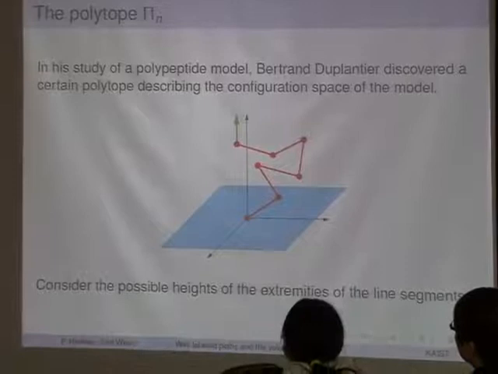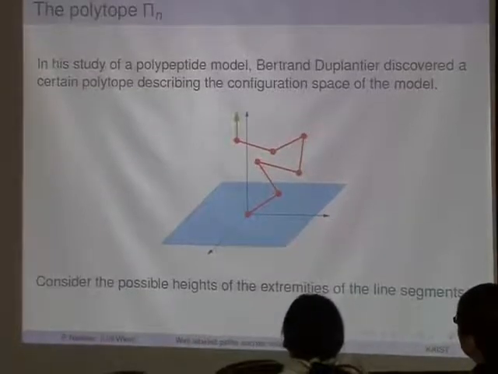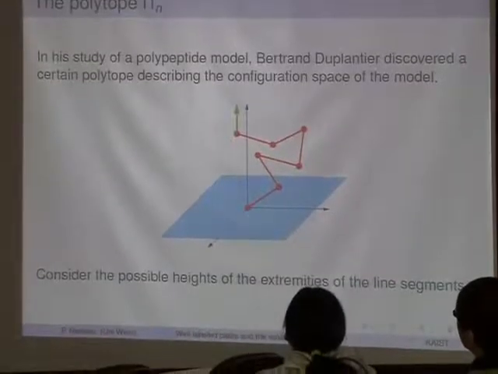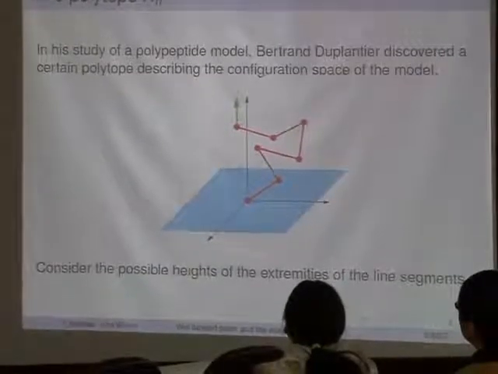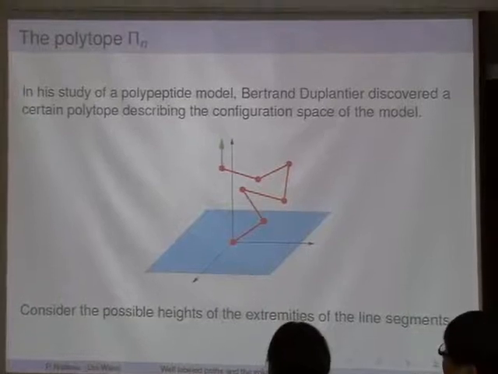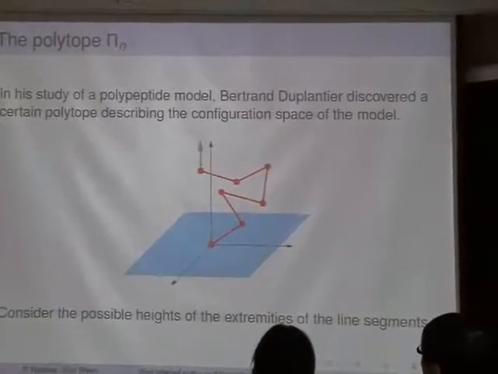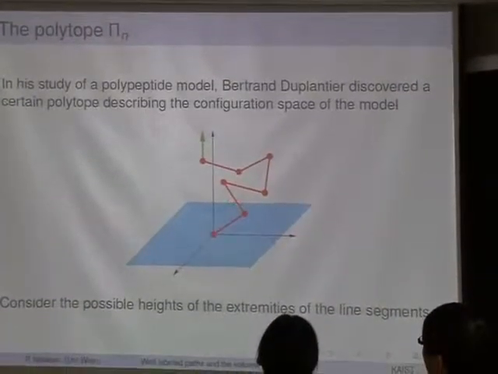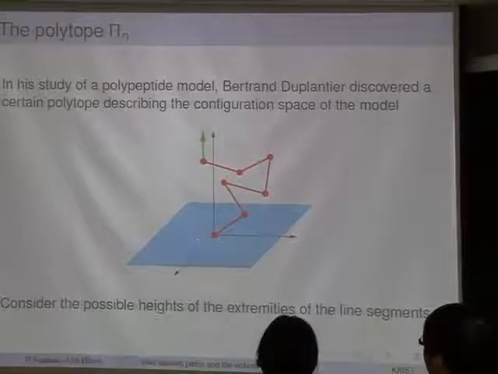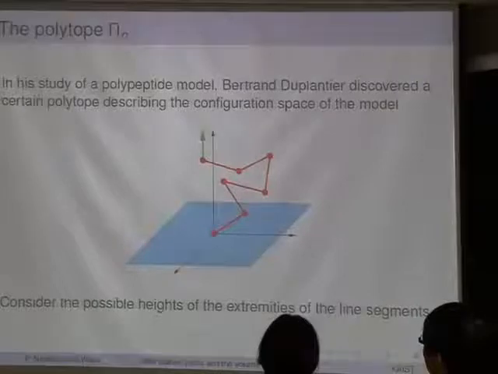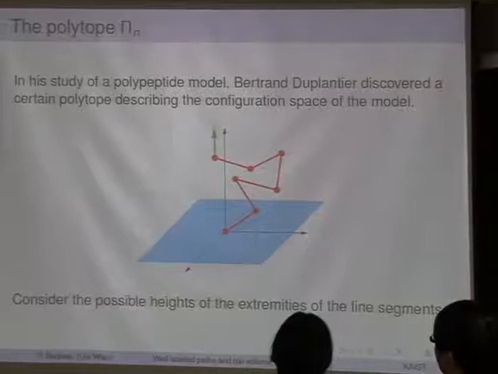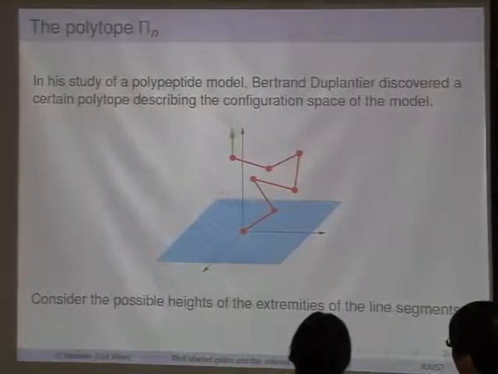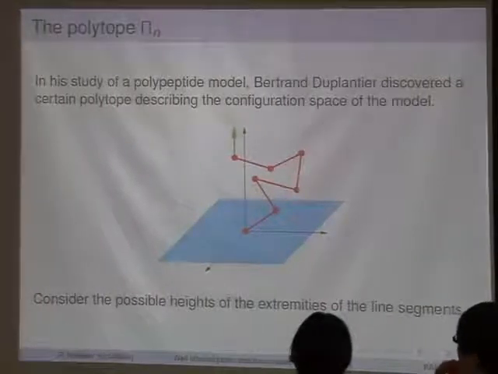Bertrand Duplantier actually is a physicist. So he studied a polypeptide model, some kind of molecule, if you want. In a very rough model, you can describe it like here. So what is this model? Let's say it's attached here on the ground, and you have unit line segments, and they can move freely, okay? But they are all attached and all of unit length.